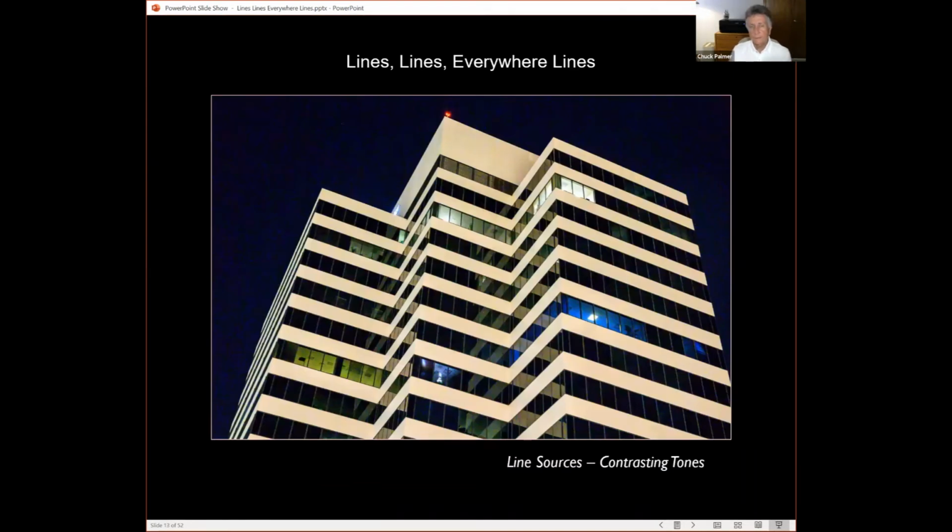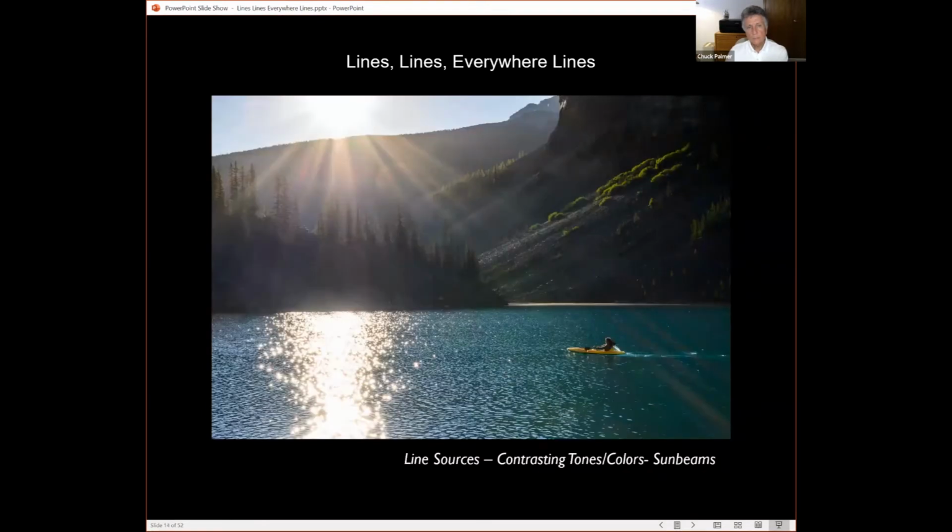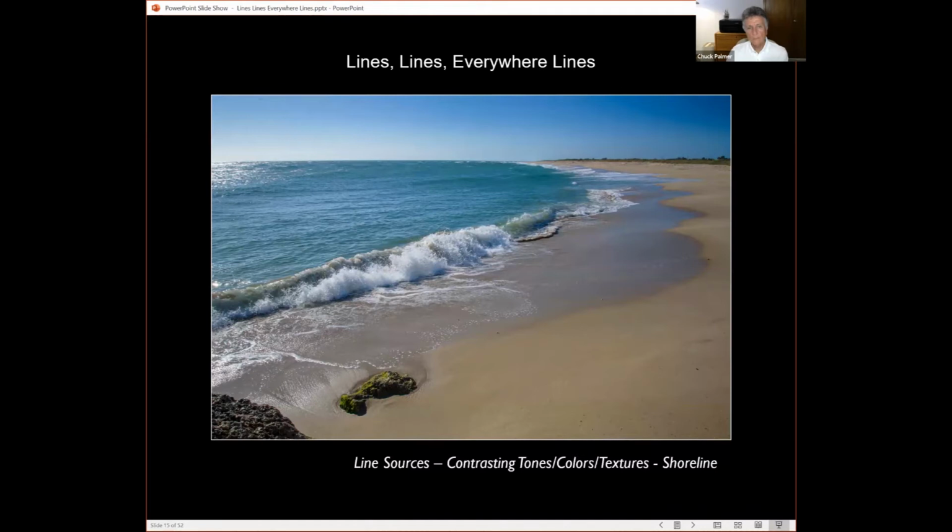Another way photographers can derive lines is from observing and including the juxtaposition of conceptual elements such as contrasting tones or colors or textures, as can be seen in this image. Sunbeams certainly form these lines of contrasting tones and colors that create interesting lines in our composition. And we can derive lines from observing and including contrasting colors and tones of a shoreline, for instance.